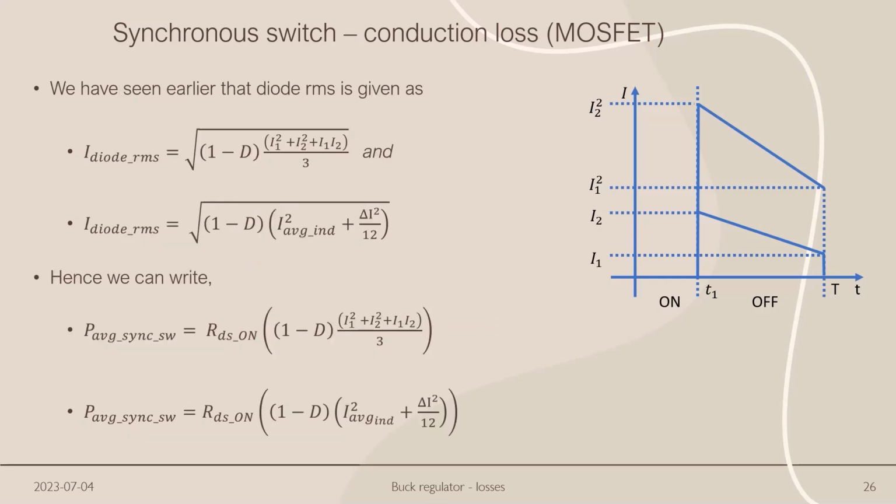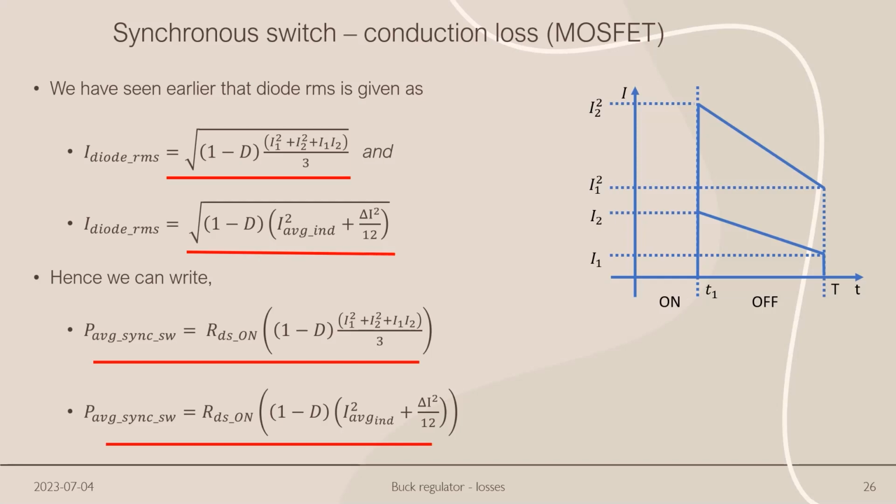We have seen from our earlier videos that diode RMS current is the square root of 1 minus D into I1 square plus I2 square plus I1 I2 divided by 3. RMS diode current is also equal to the square root of 1 minus D into inductor average current square plus ripple current square divided by 12. Hence, on substituting this in the conduction power loss equation, we get RDS on into 1 minus D into I1 square plus I2 square plus I1 I2 divided by 3. This is also equal to RDS on into 1 minus D into average inductor current square plus ripple current square divided by 12.